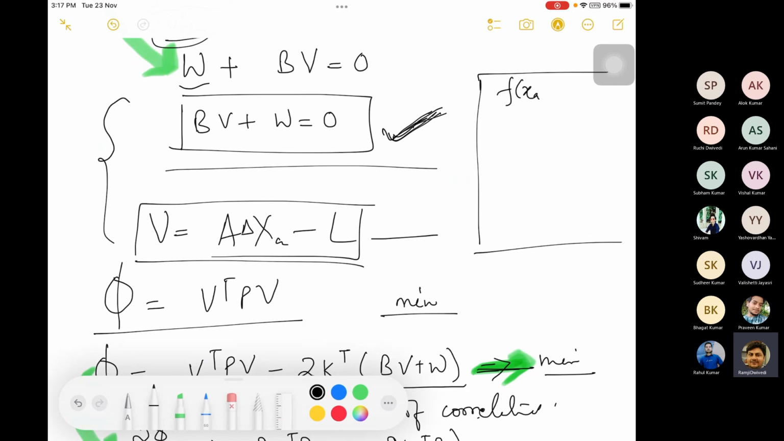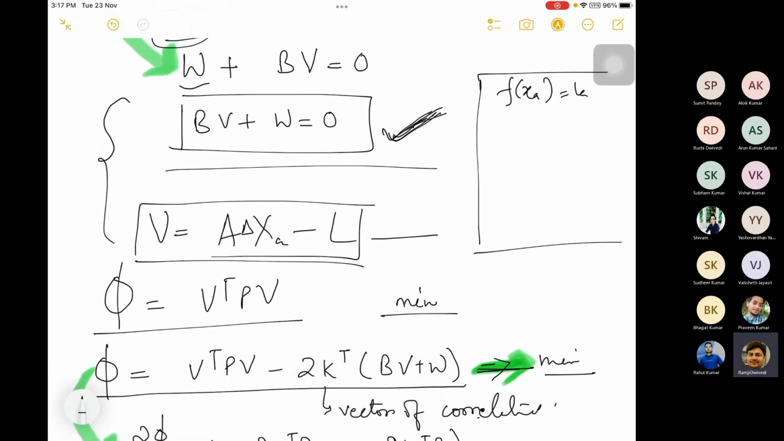F(Xa) is equal to La. This is the nonlinear equation. In order to get the solution, you have to linearize it. F(La) is equal to zero. This is a nonlinear equation. In order to solve it, you have to linearize it. So these are the nonlinear versions of your problem. This is the linearized version.